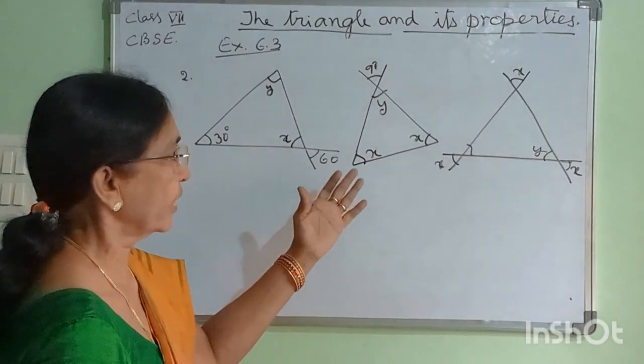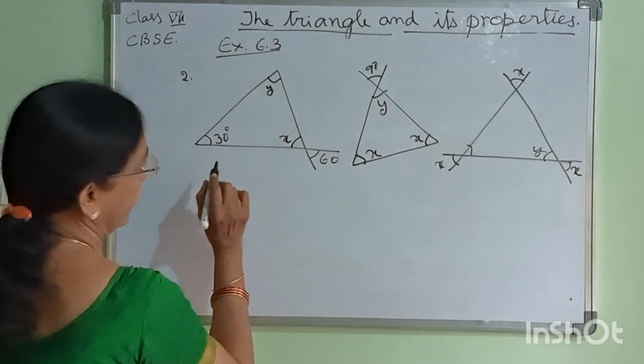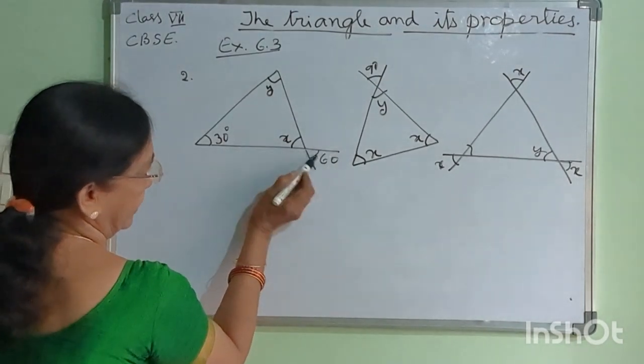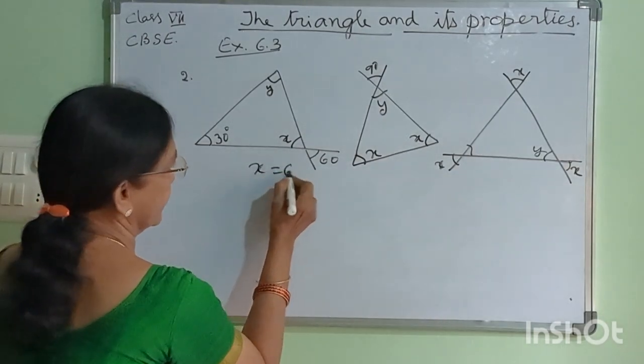Find the values of x and y in these figures. Here, x is opposite to 60. Therefore, they are vertically opposite angles, equal. X is equal to 60.